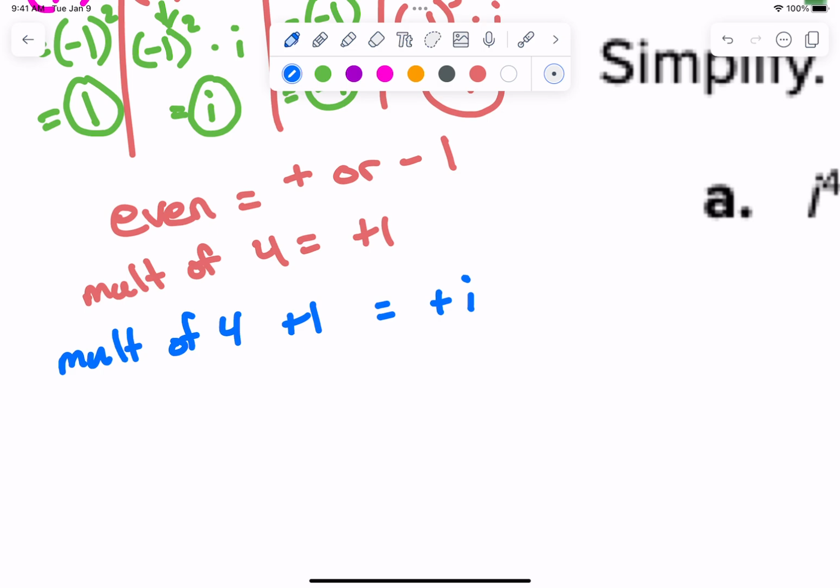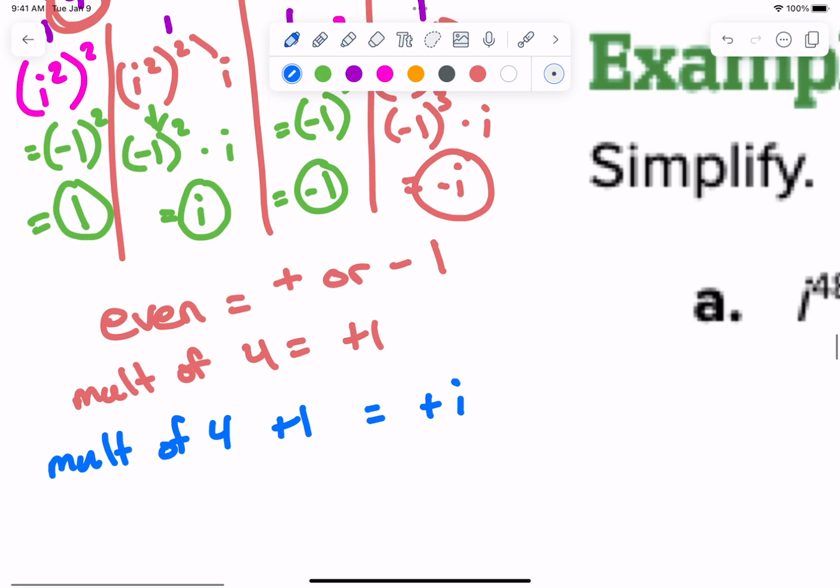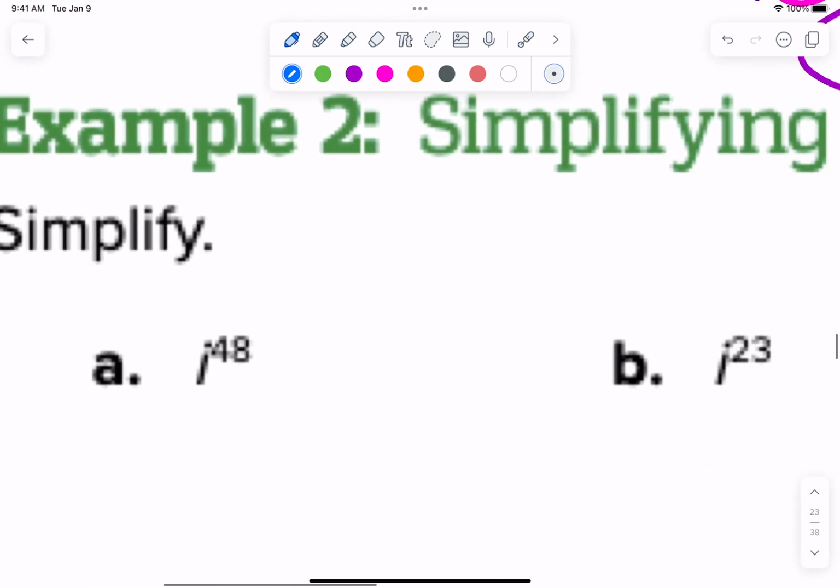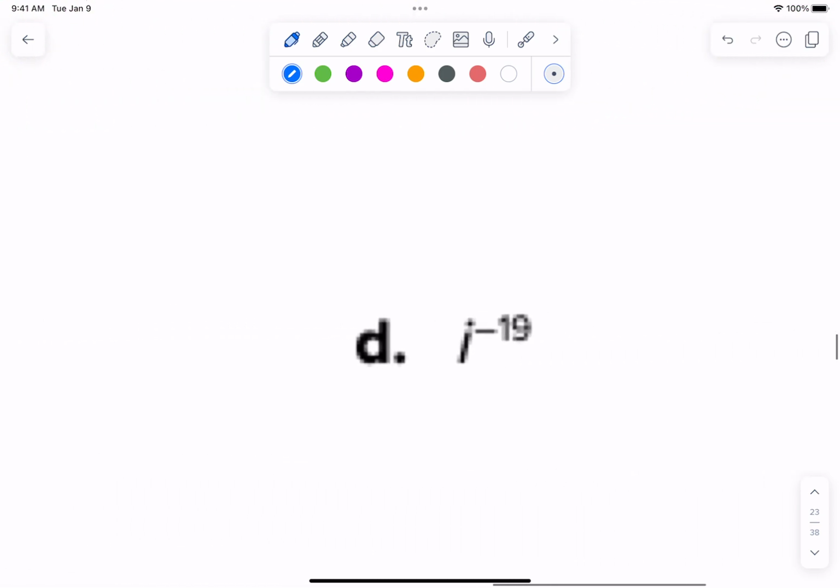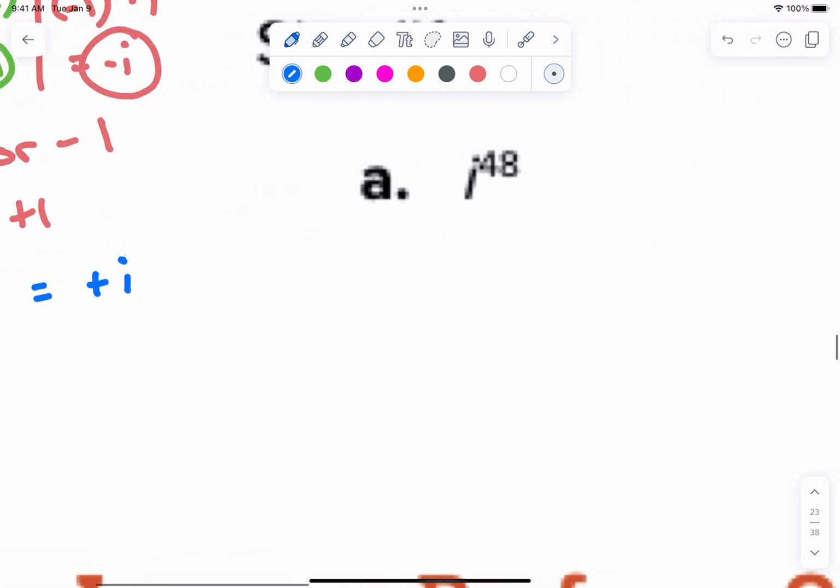Okay, 49. Oh yeah, 49 would be i. See, look at you go. 48 is 1, because it's a multiple of 4. So i to the 48 is 1.